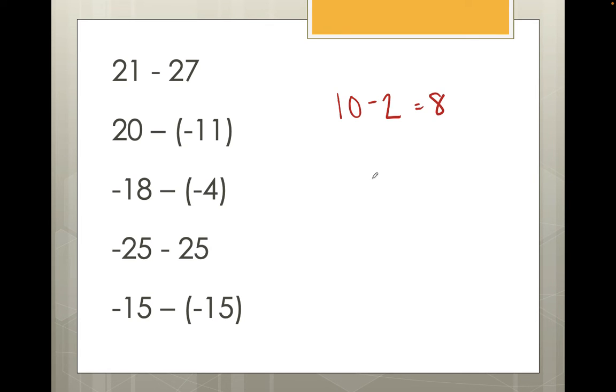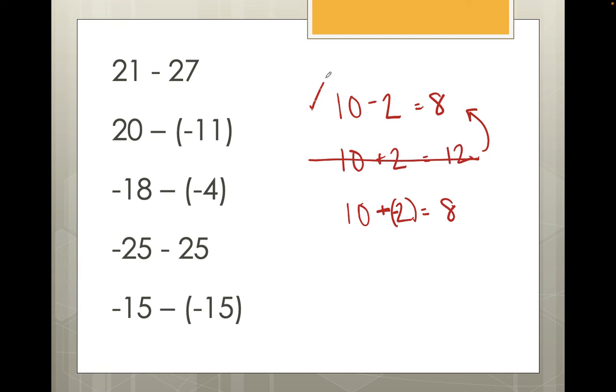But if we apply the idea of keep, change, flip, let me just show you why we can't just change it to 10 plus 2. Obviously, that is 12, which is not the same problem as 10 minus 2. So if we use the idea of keep, change, flip to change our subtraction problem into an addition problem, it would become 10 plus a -2, which is also 8. So these two problems are the same, which is why we can't just change subtraction to addition, but we also have to change the +2 to a -2.